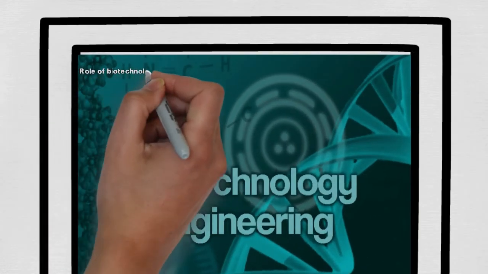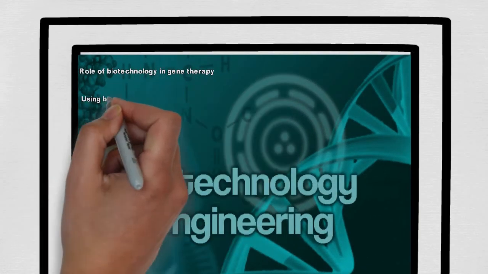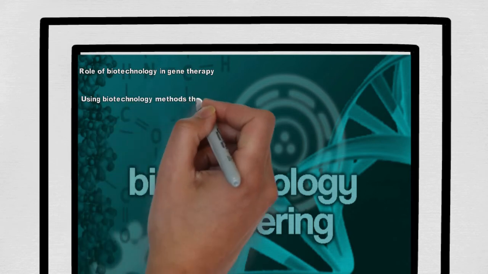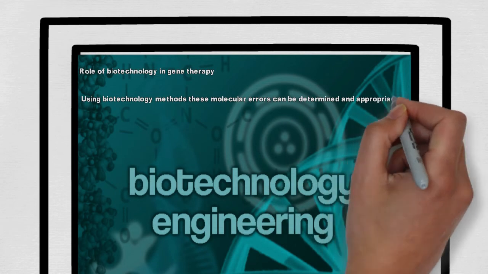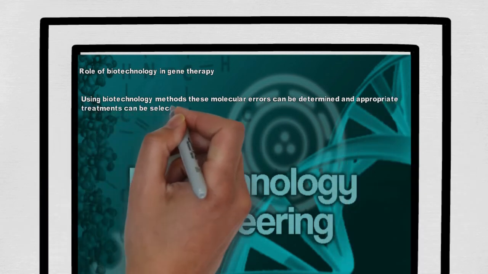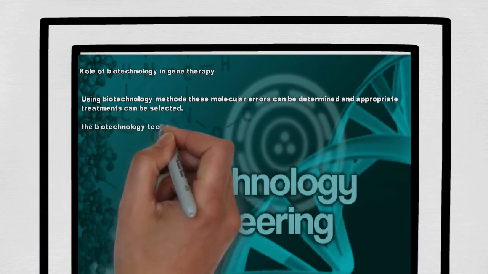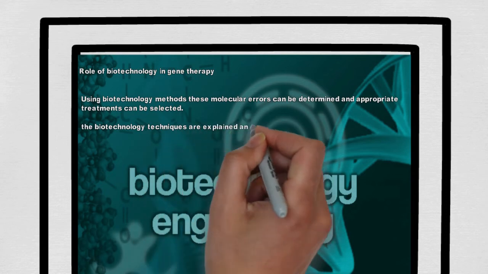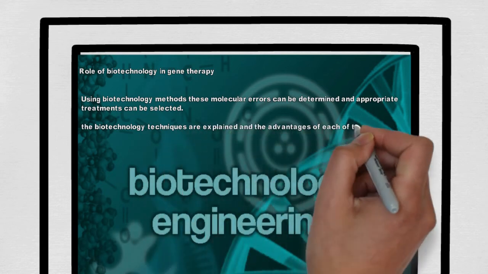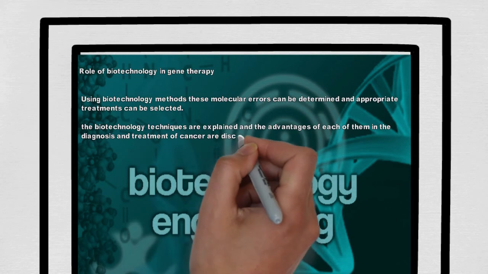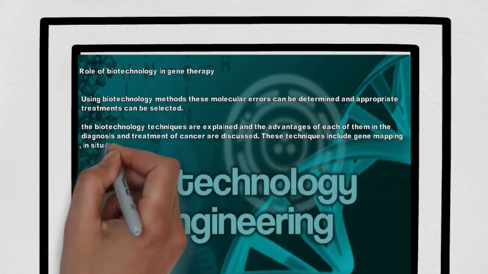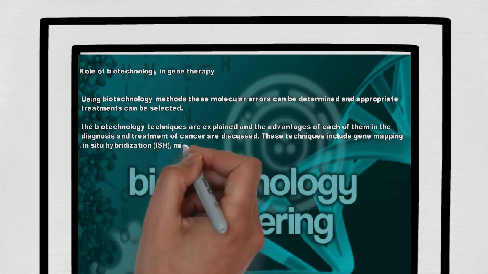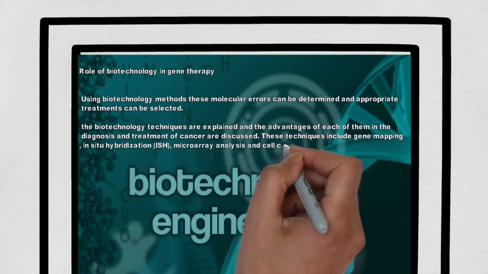Role of biotechnology in gene therapy. Using biotechnology methods, these molecular errors can be determined and appropriate treatments can be selected. The biotechnology techniques are explained, and the advantages of each of them in the diagnosis and treatment of cancer are discussed. These techniques include gene mapping, in situ hybridization, microarray analysis and cell culture.